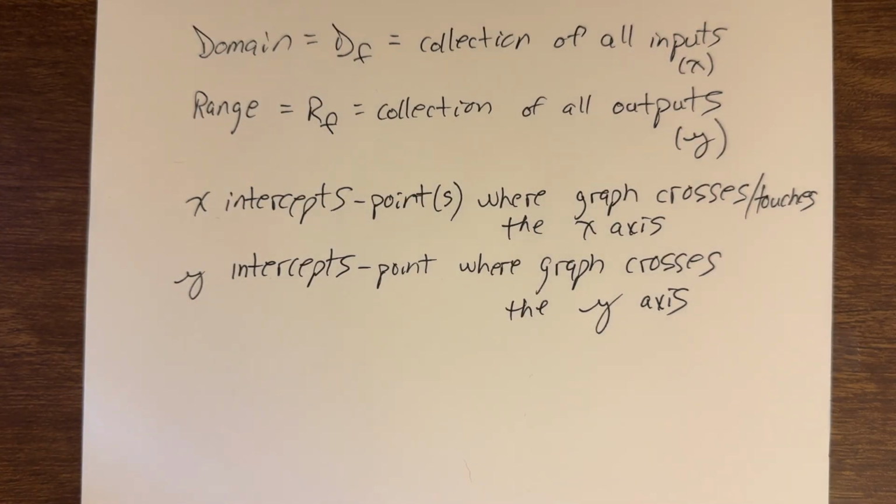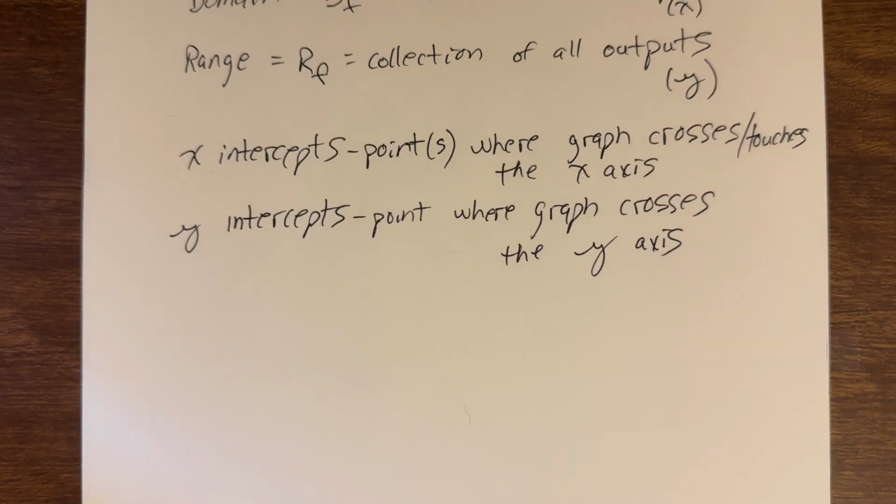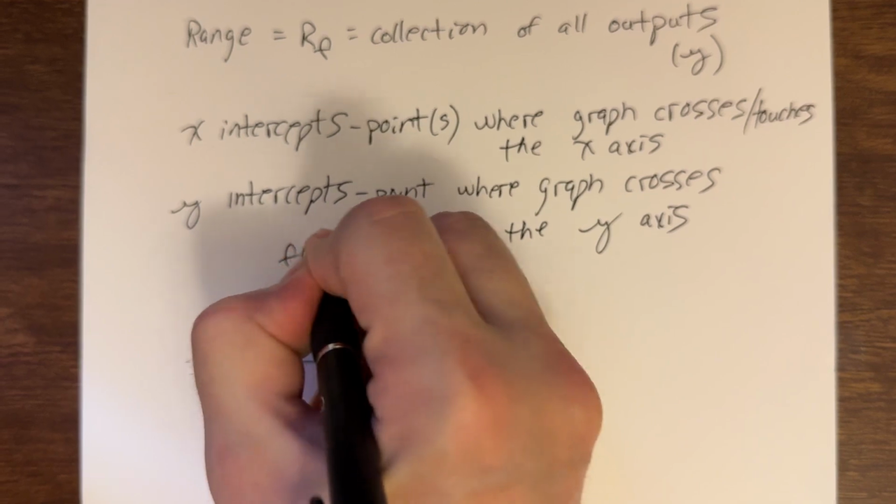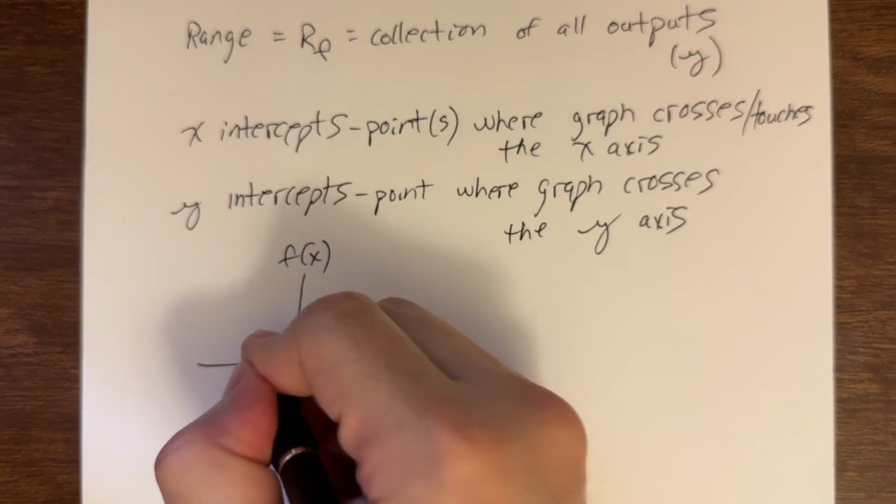So now let's get some more practice. We got a lot of little aspects, so let's get practice with a bunch of them. So let me just start off with now a fresh graph. This is my new f of x.